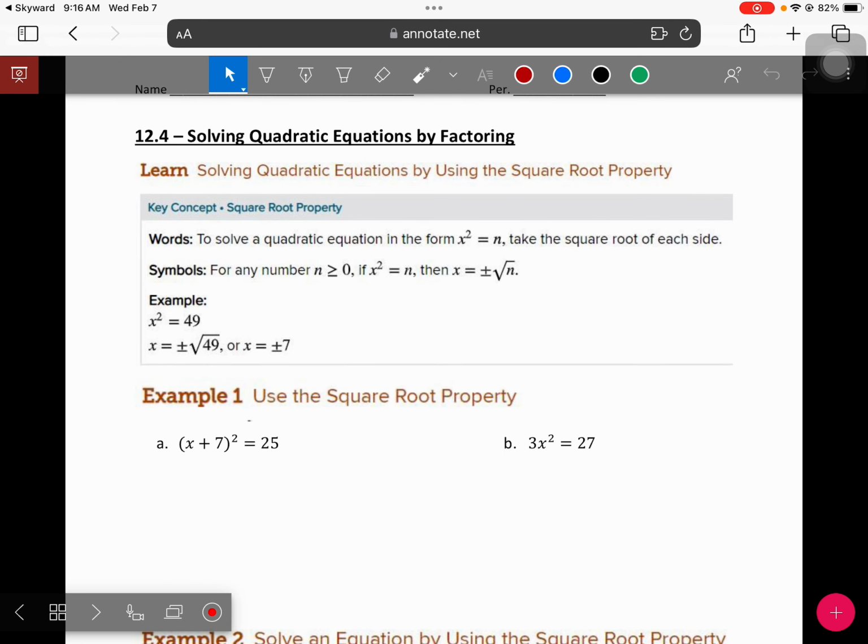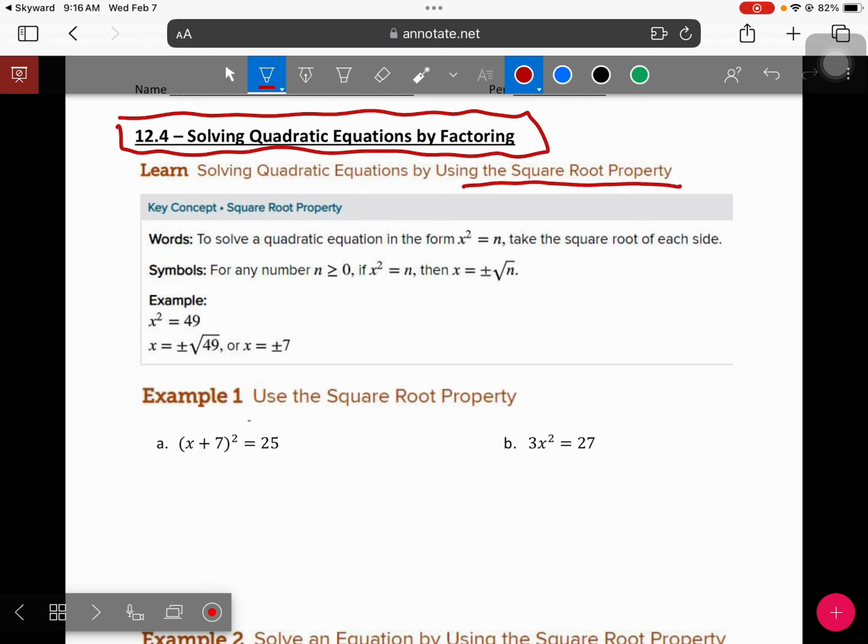And we are on section 12.4, solving quadratic equations by factoring. That's why we did a little bit of review of factoring, okay? But first, we're going to look at the square root property, all right?